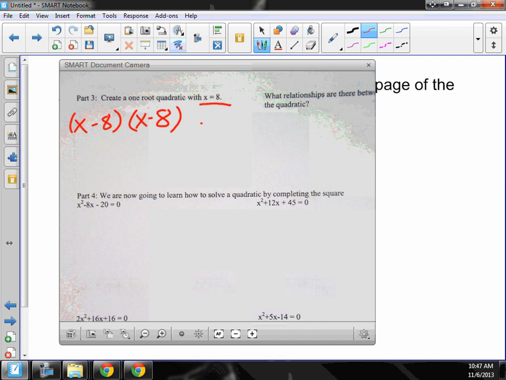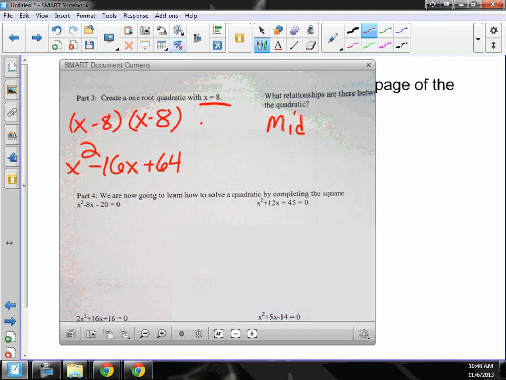All right. Well, this is a perfect square. So I know the pattern. x squared. What do I know about the middle term? It's double the 8. So minus 16x. What do I know about the last term? It's the square of the factor. So plus 64. And the pattern, what's the relationship? The middle term is double, and the last term is squared.